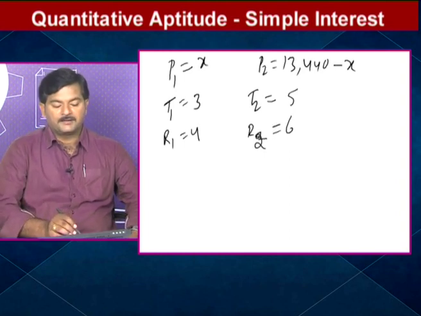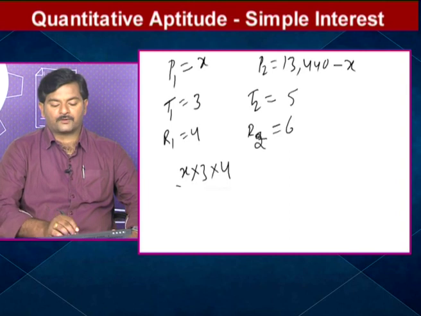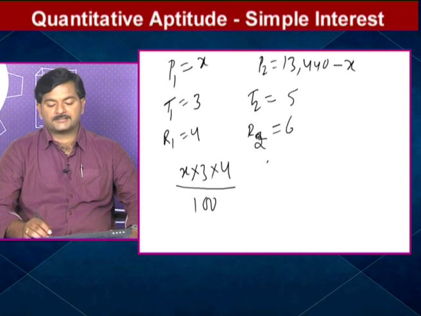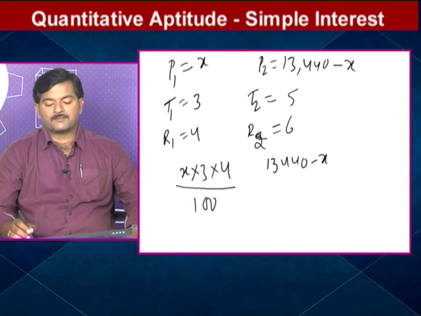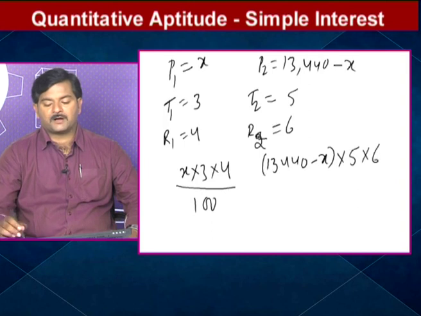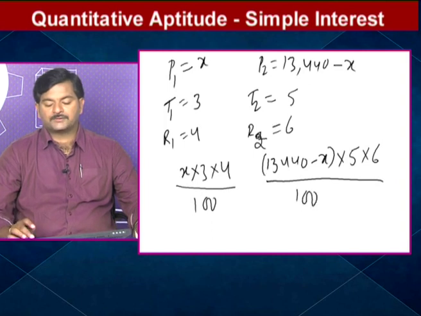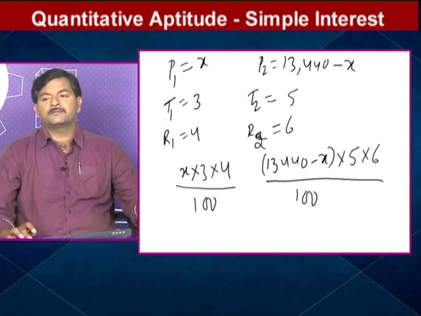So how you will equate here? I is equal to PTR by 100. In first case, P is equal to X, T is equal to 3, R is equal to 4, PTR by 100. This is the interest obtained from first case. In second case, 13,440 minus X, this is the P value, into T value 5, into R value 6, whole by 100. So this is the interest obtained from second case.